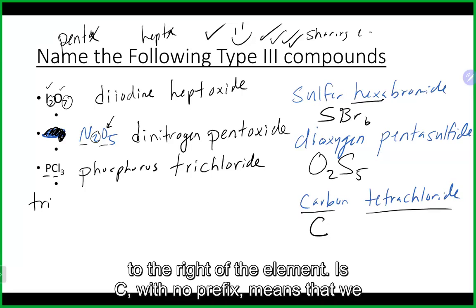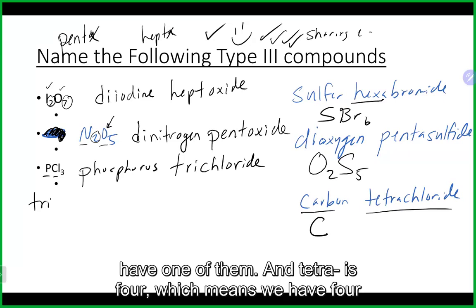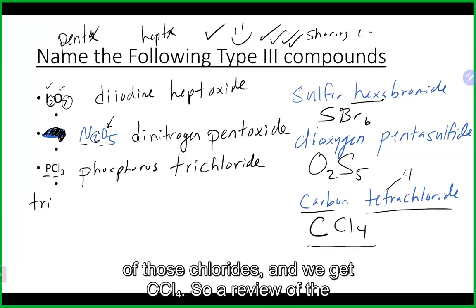C with no prefix means that we have 1 of them. And tetra is 4, which means we have 4 of those chlorides, and we get CCl4.